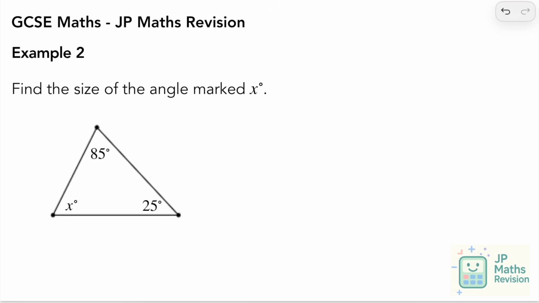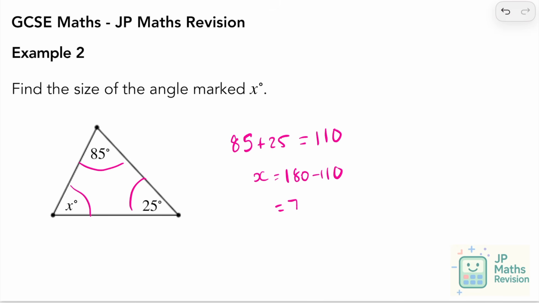Here's another example. This time we need to find the size of the angle marked x. So again, we have angles in a triangle add up to 180. So to get this one, we need to do 85 plus 25. So that's going to be 110. And then to work out what x is, we do 180 take away 110, which is 70 degrees.